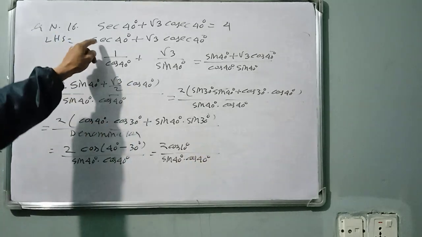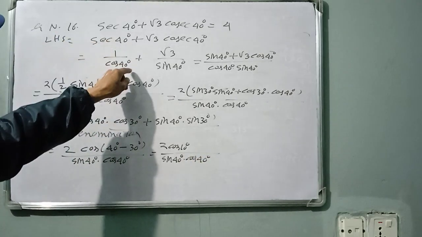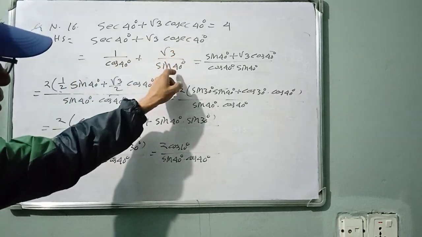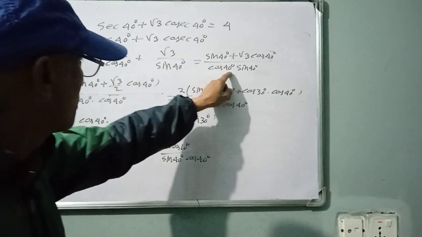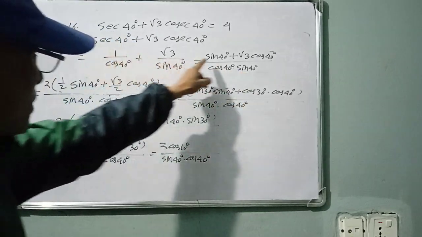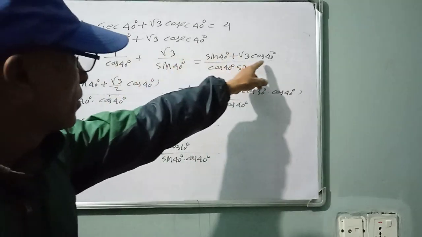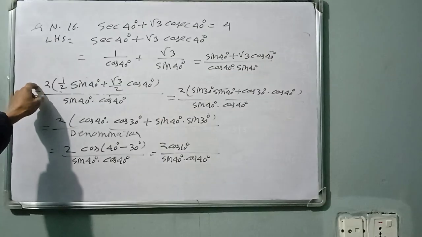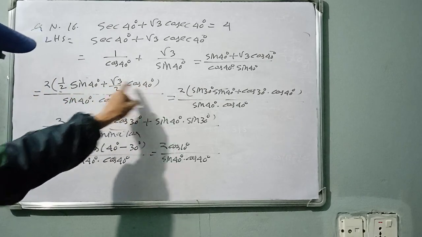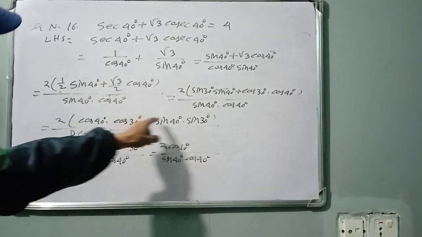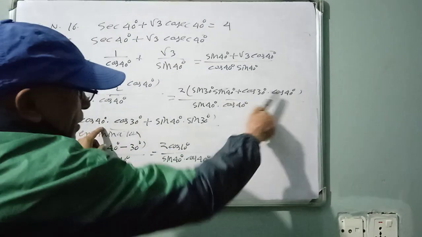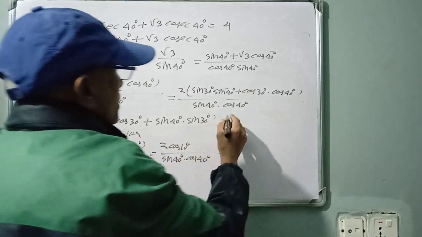First, sec 40 is 1 by cos 40, root 3, cosec 40 degree is 1 by sin 40 degree. Take LCM, cos 40, sin 40. Then sin 40 plus root 3 cos 40 degree. Divide and multiply by 2. 2 into half sin 40 plus root 3 by 2 cos 40. Half is sin 30, root 3 by 2 is cos 30. Arrange: cos 40, cos 30 plus sin 40, sin 30.